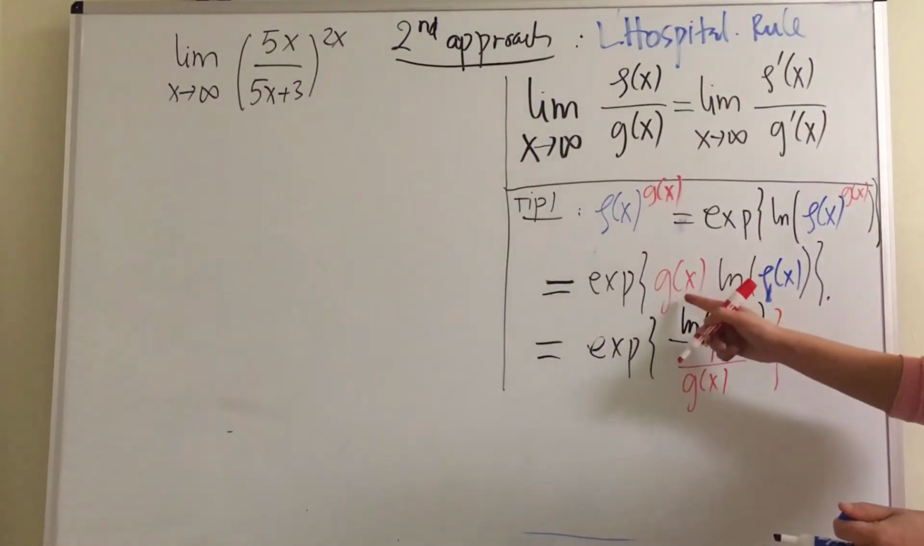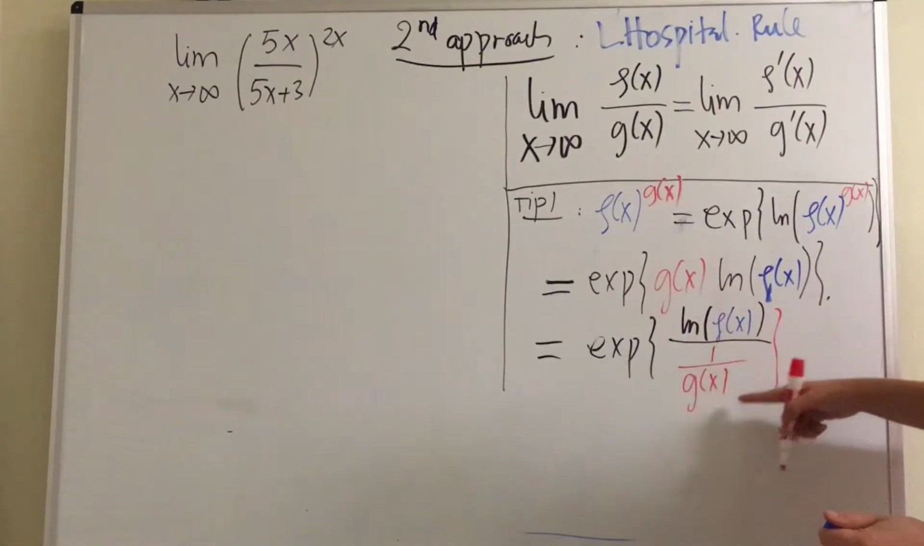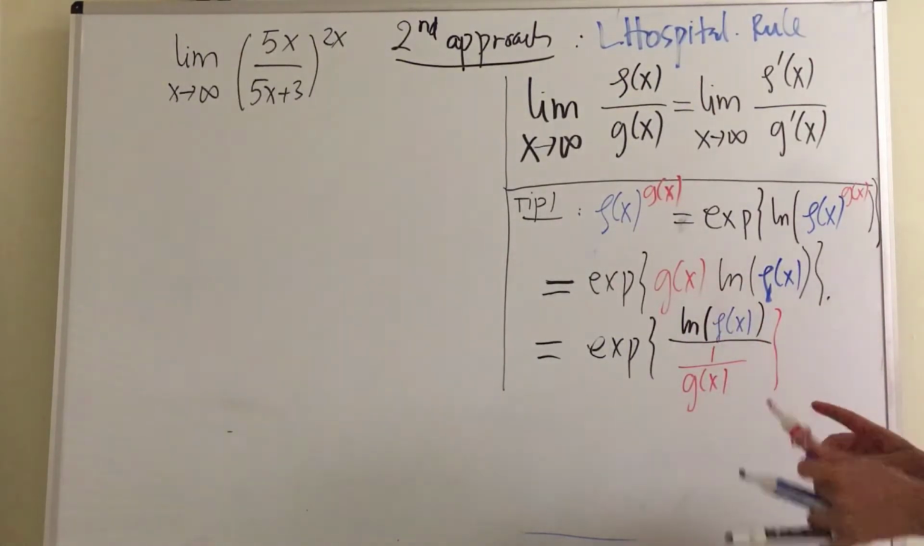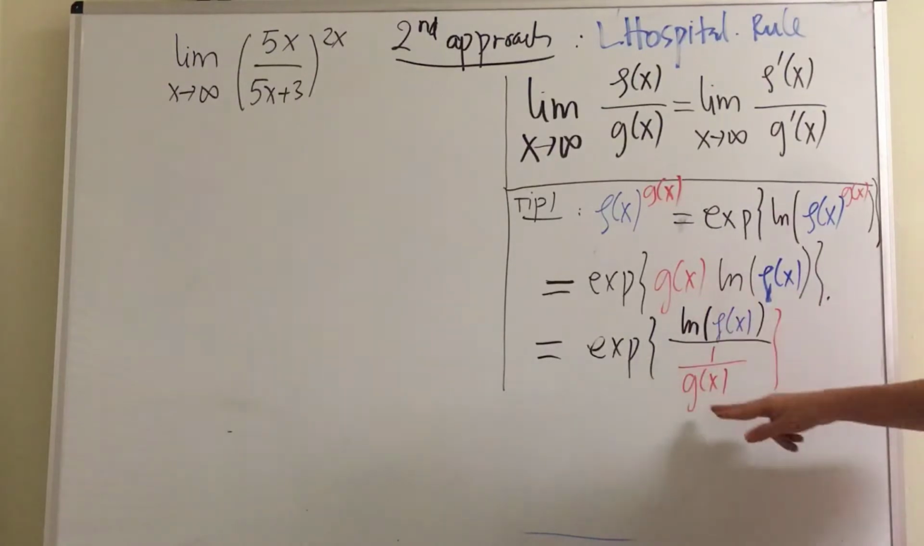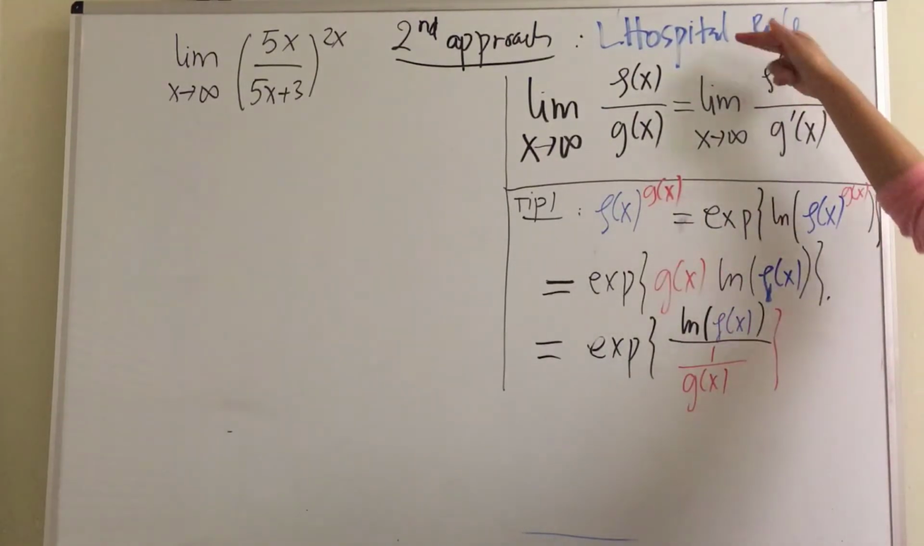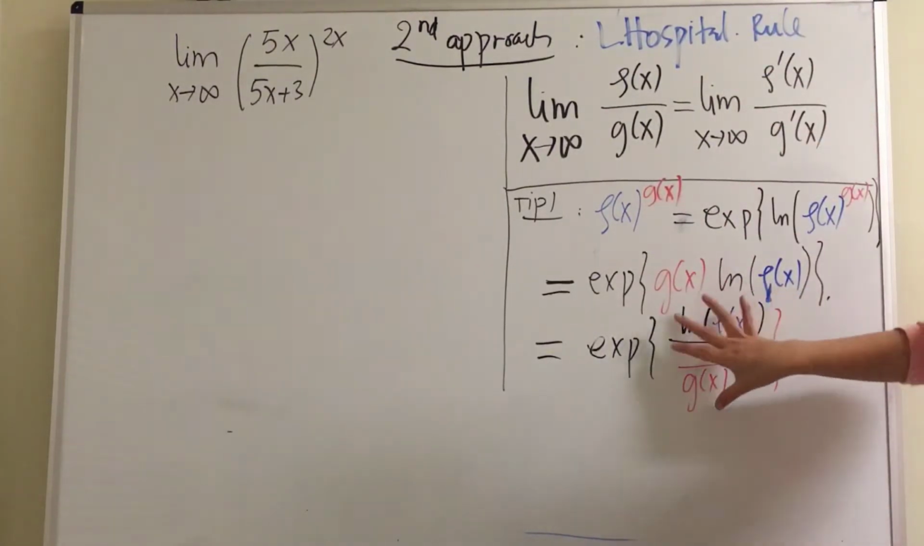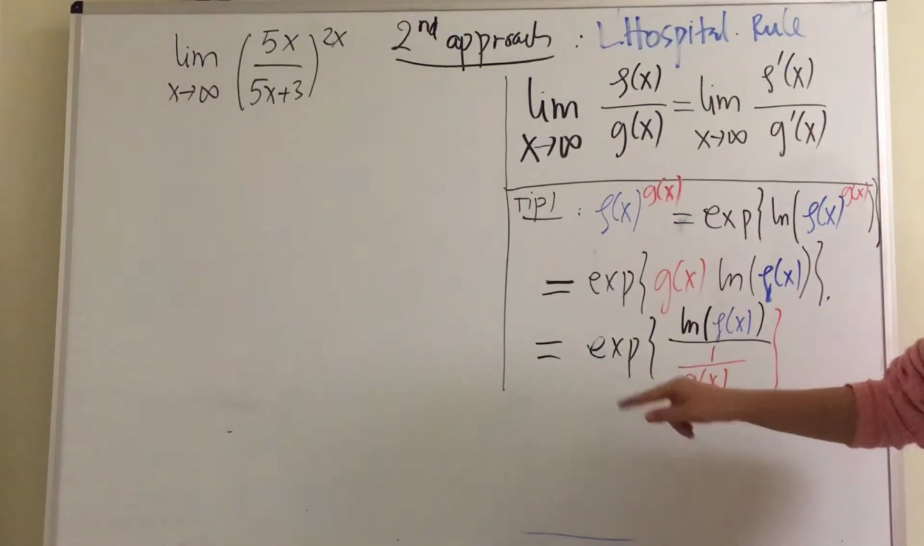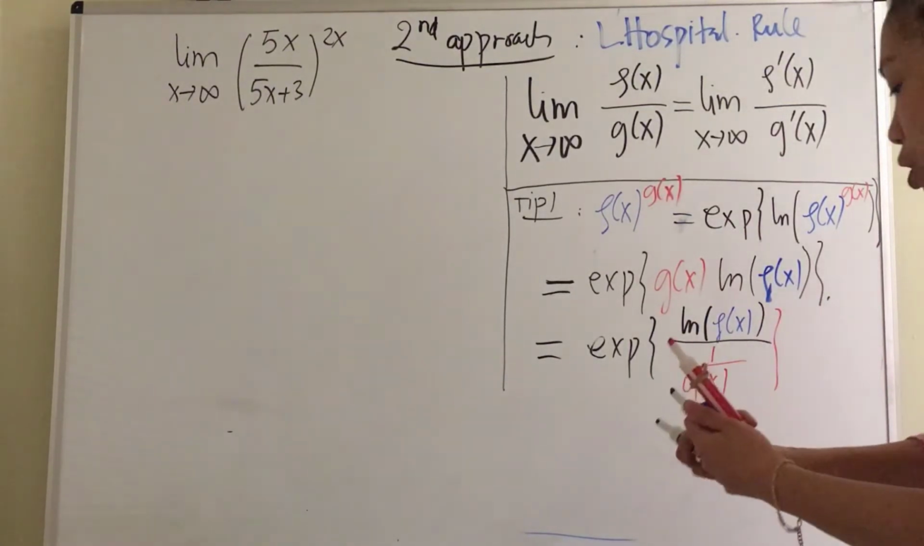When you multiply a number, you basically divide it by the reciprocal, right? And now you have the quotient, right? In order to use L'Hospital rule, you have to show the quotient. Now you have the quotient, however, you are stuck with the base e, right? So I want you to memorize one more tip.